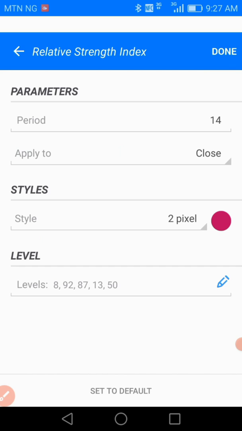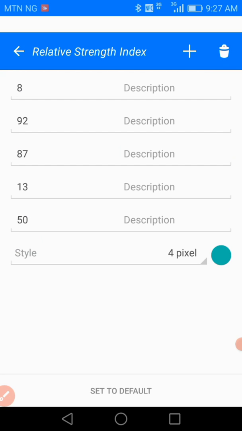You apply it to close. It is one of the indicators you use to trade divergences. Then the style is 2 pixels. Color is this color you are seeing. Then the levels, you can choose this level, you can just make it plain the normal levels, and I have here, just use this level 8, 92, 87, 13 and 50.